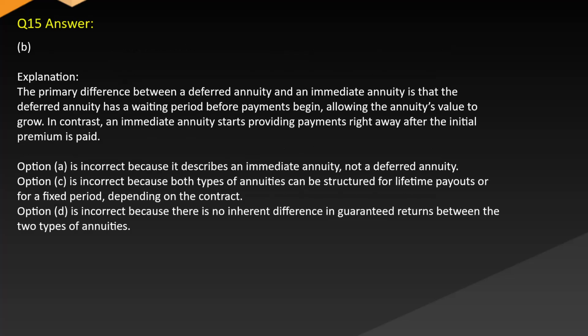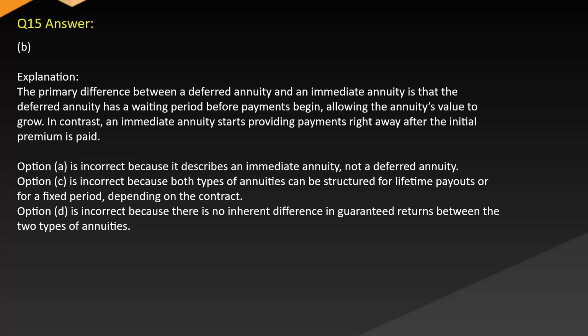Answer B. Explanation. The primary difference between a deferred annuity and an immediate annuity is that the deferred annuity has a waiting period before payments begin, allowing the annuity's value to grow. In contrast, an immediate annuity starts providing payments right away after the initial premium is paid.